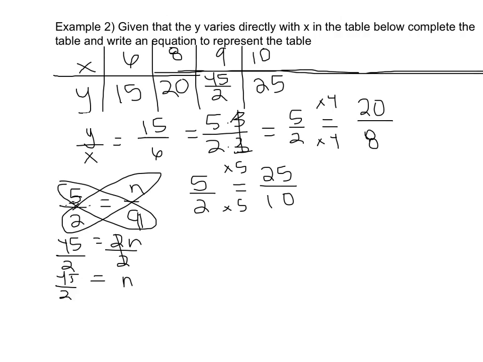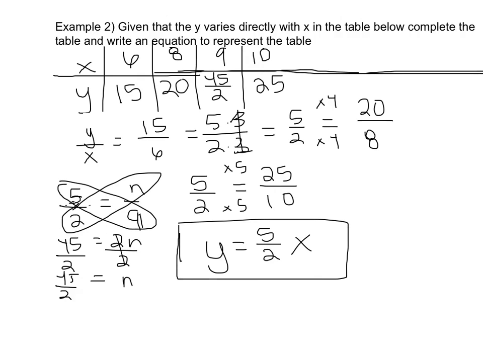Alright, so now I've completed my table. I need to write my equation of direct proportion. The simplified version of my proportion is 5 halves. If I wanted to, I could change that to 2.5 also. That's up to you. So then my equation of direct proportion is going to be y equals 5 halves x. Perfect.